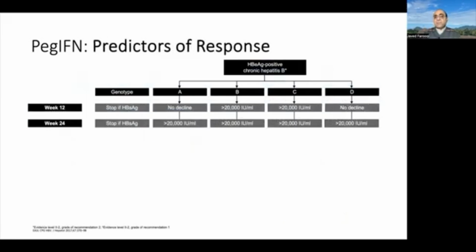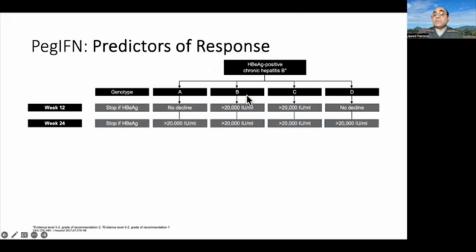There are predictors of response for pegylated interferon at week 12 and week 24, and this depends on the genotypes. If a patient is HBe antigen positive chronic hepatitis B, in genotype A, if there is no decline in HBs antigen, you stop the treatment at 12 weeks, and at 24 weeks, if the titers are more than 20,000, you stop these patients; you don't give the pegylated interferon any further.